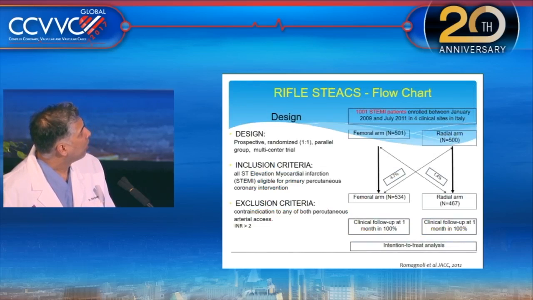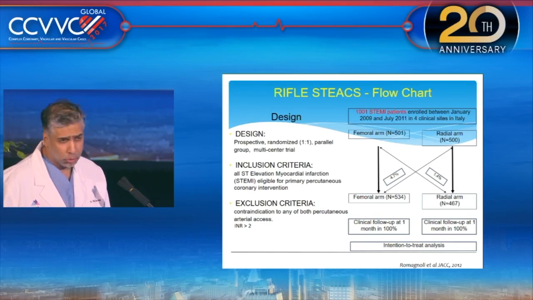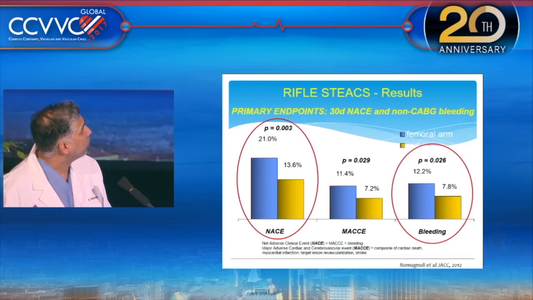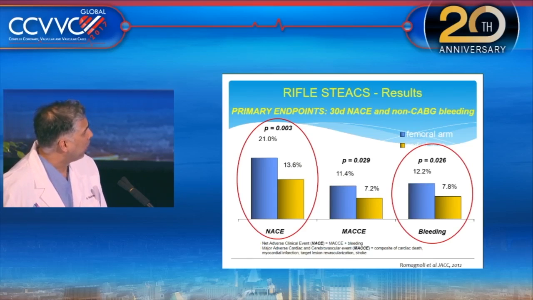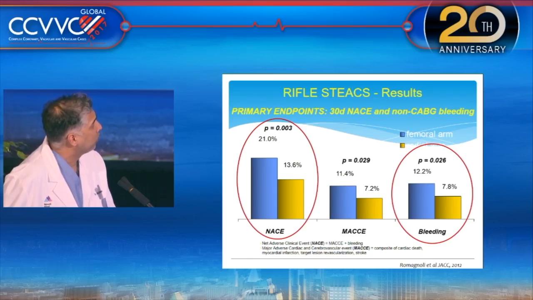That led to the RIFLE-STEACS trial, which was done in Italy, 1,000 patients, very experienced operators. Again, radial versus femoral. They enrolled everybody. They could be in cardiogenic shock. They have very loose consent rules there. And what they found was their primary endpoints of, struggling with this mouse, net adverse clinical endpoint events and bleeding were both markedly reduced.